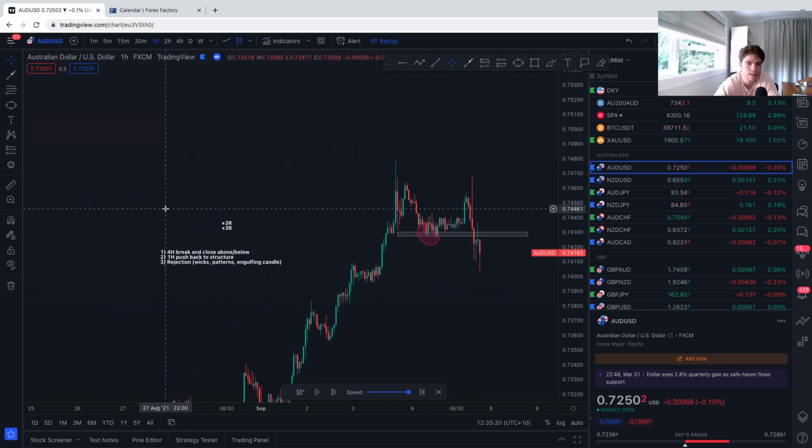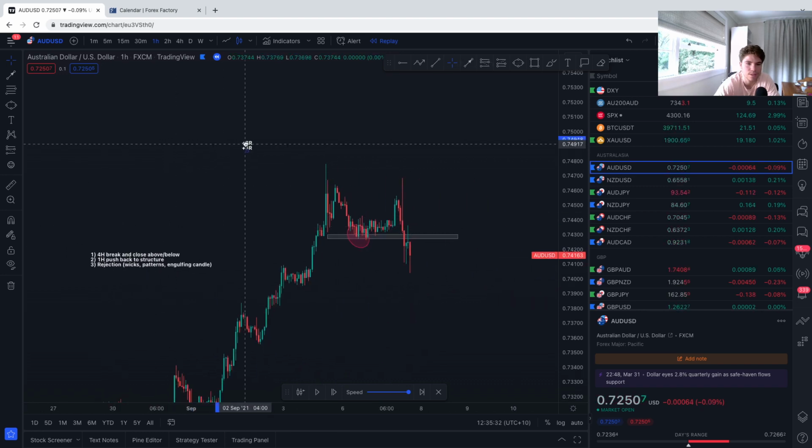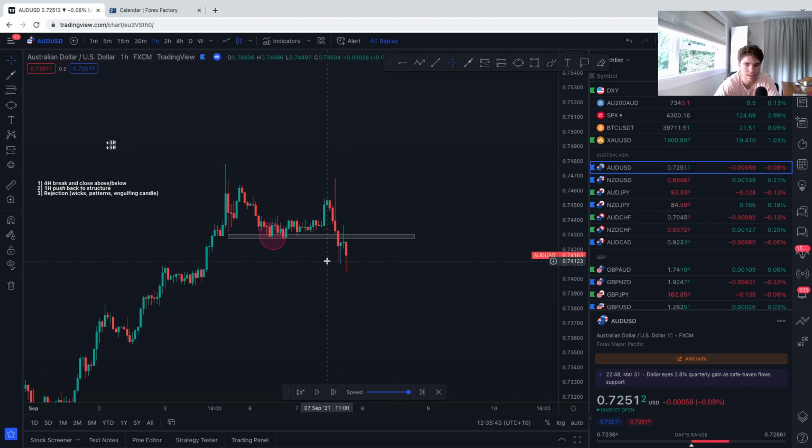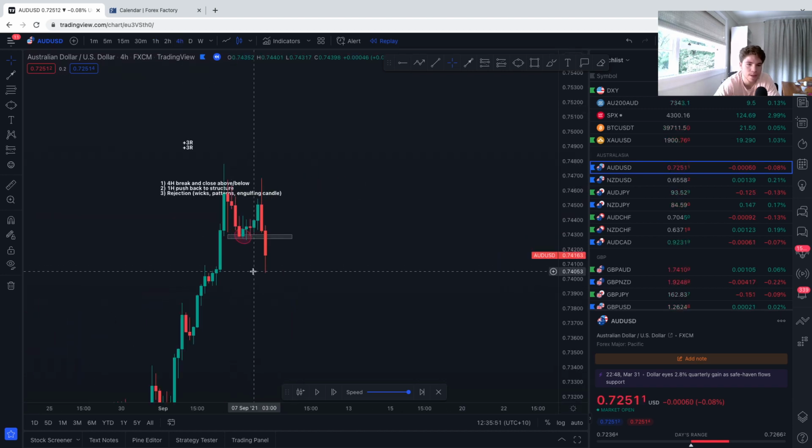So this is something that often confuses some of my viewers, I think. If you look at the 1 hour, you can see we've broken below structure, created a wick rejection, and we have some sort of an engulfing candle, I guess. But you can see the 4H just closed here. So if we flip back to the 4 hour, the 4H only just closed.